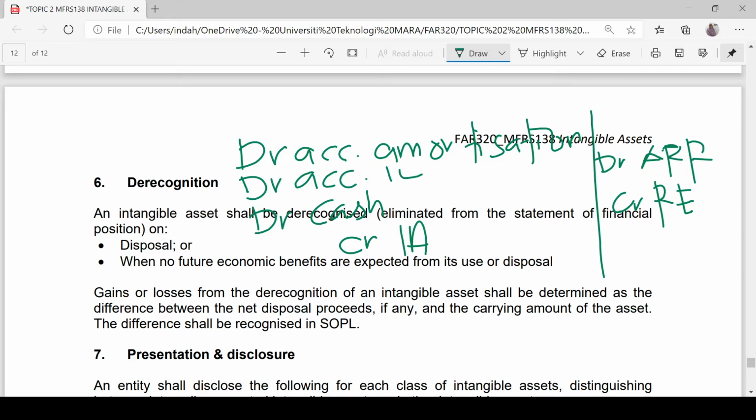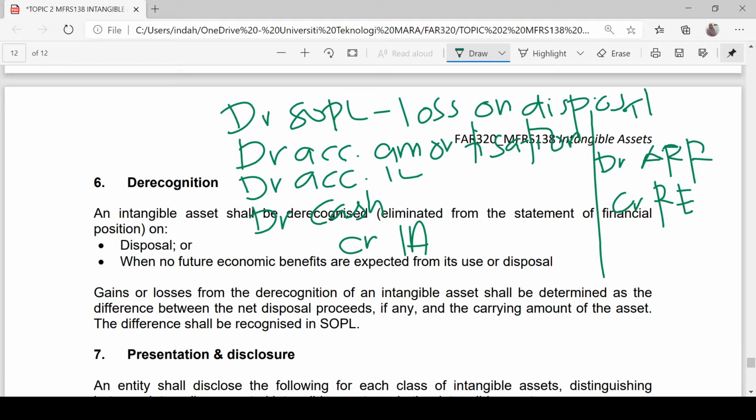If the difference needs to be debited to SOPL, then it is a loss on disposal. If the difference is to be credited to SOPL, then it is a gain on disposal. So that's all for derecognition of intangible asset.